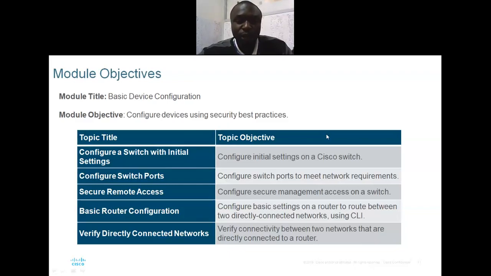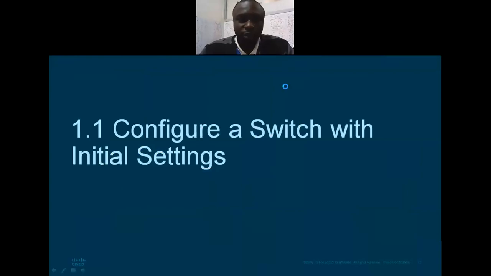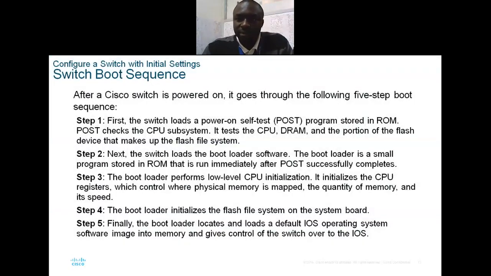We also want to look at how we can secure our switches, especially for remote access. We're also going to be looking at basic router configuration, and then we'll also verify directly connected networks. So we're going to go straight. Now, basically, a switch is a layer 2 device. We have what we call layer 2 switches and we have what we call layer 3 switches.